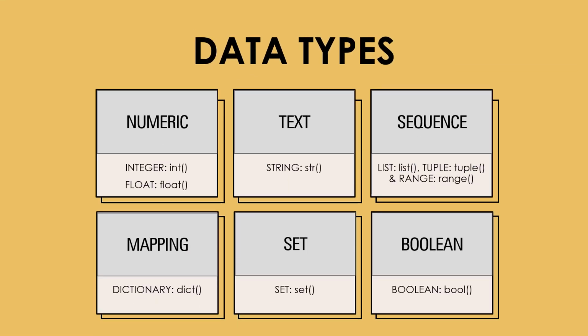In Python, data types define the kind of data that a variable can hold. Let's begin by understanding the common data types in Python. Numeric data types comprise integer and float, while the text data type consists of string. There are four collection data types in the Python programming language: list, tuple, set and dictionary. We will have a closer look at each of the data types.